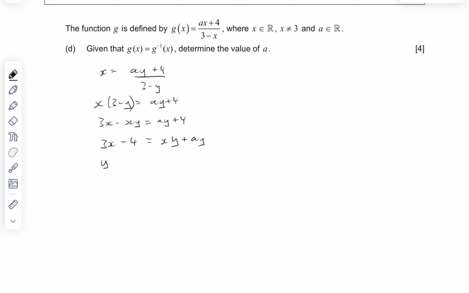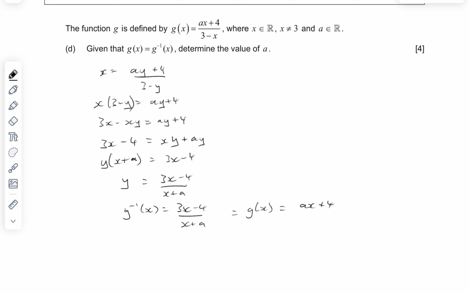Factorise the y out: y times x plus a equals 3x subtract 4. Divide both sides by x plus a. So g inverse of x equals 3x subtract 4 over x plus a, which equals g of x, which equals ax plus 4 over 3 subtract x, which means that this and this should be identical. The issue is that the x there is a negative x and that 4 is a negative 4.